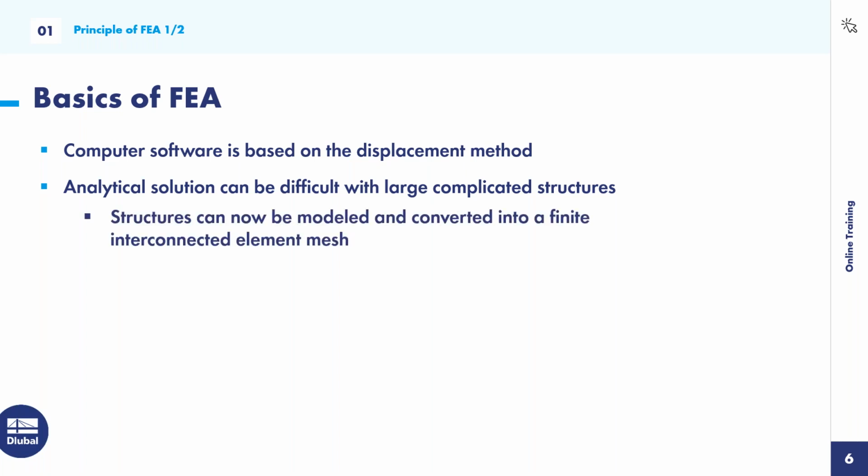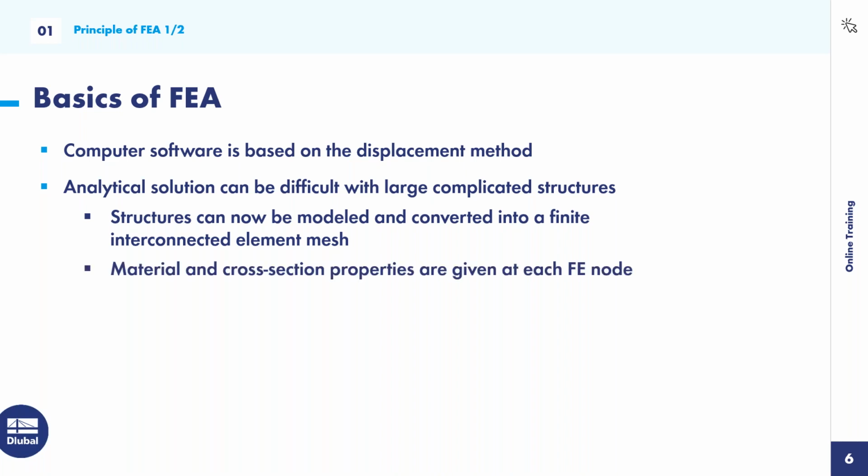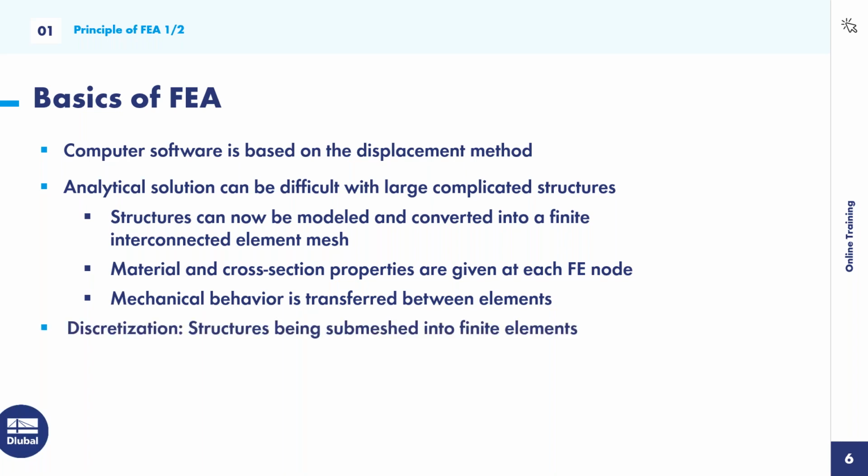Structures can now be modeled and converted into a finite interconnected element mesh. Then the material and cross-section properties are determined or given at each FE mesh node. And then the mechanical behavior is transferred between these elements. Discretization is a word that I would like you to walk away with, and this is the act of structures being submeshed into finite elements, which is done in FEA software.